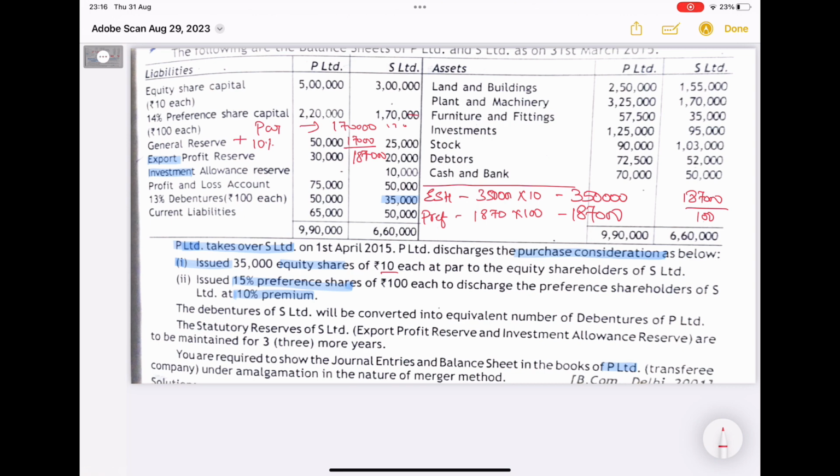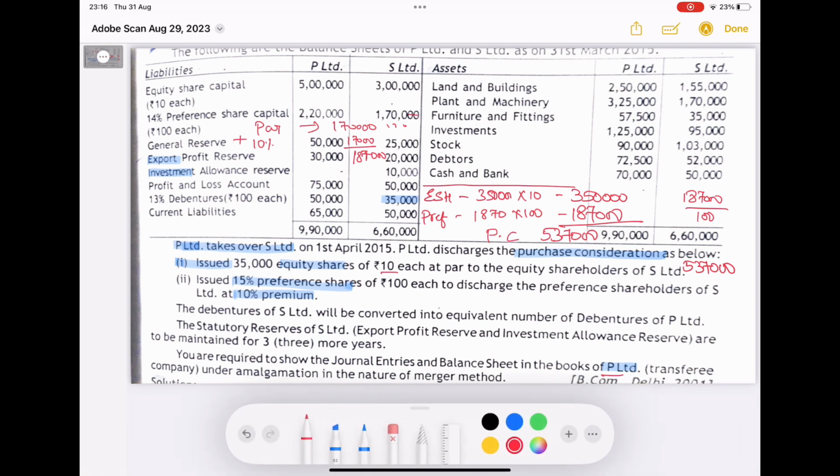If you add both the values, we'll get the PC as 5,37,000, PC meaning purchase consideration. So the value of purchase consideration is 5,37,000. This is how we'll calculate. I think we have already discussed everything. Before passing the journal entries in the books of the transferee company, which means in the books of P Limited, I have calculated the value of PC. So this is the value.